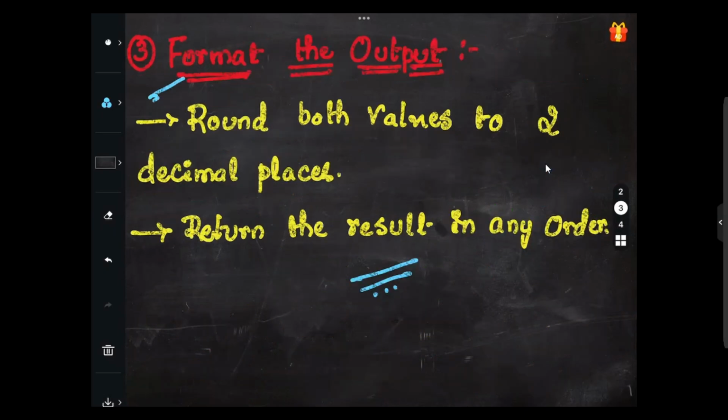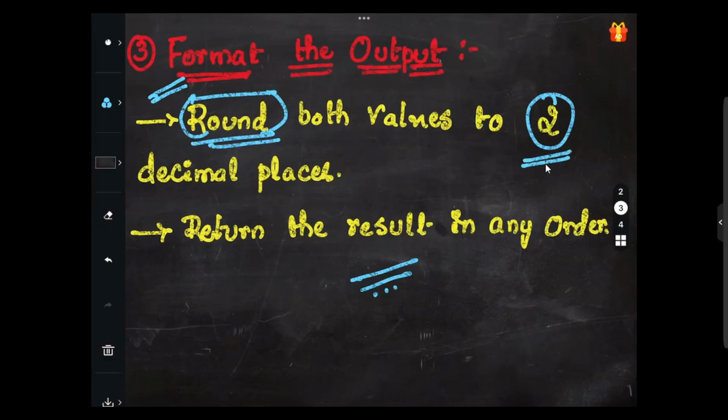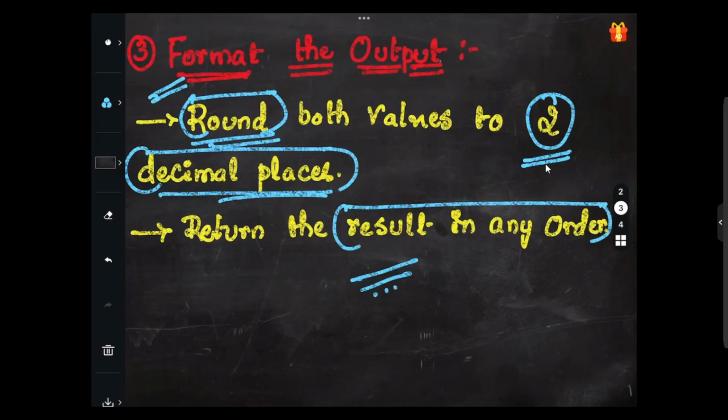So finally let's move on with the third step here. We have to format the output, means we will round both values to 2 decimal places. This is very important. This is what they have asked in the question. And then finally return the result in any order. Order doesn't matter here, right? So just keep this in mind.